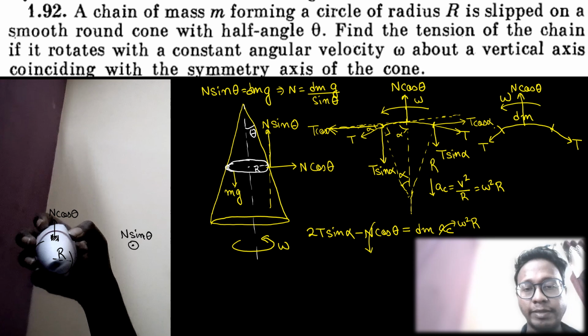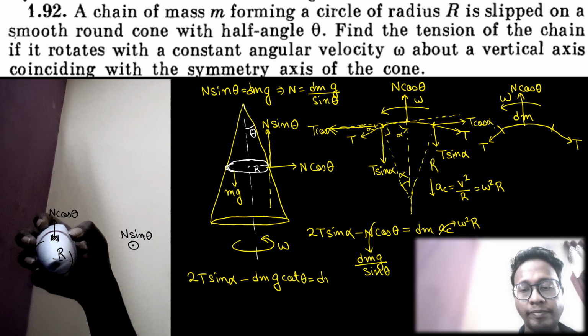Okay, if I substitute the value of N out here, I get the equation 2T sine alpha minus dm, elemental mass, into g by sine theta into cos theta, or cos theta by sine theta. Cos theta by sine theta is nothing but cot theta. Cot theta is equal to dm omega square r.